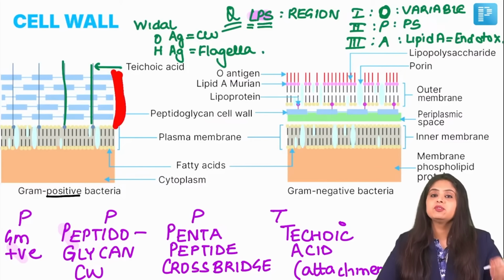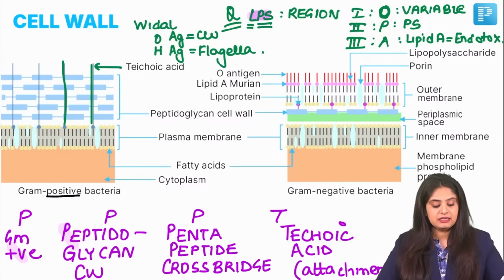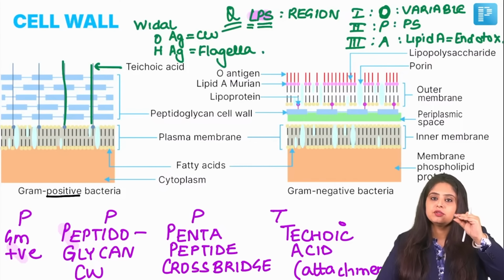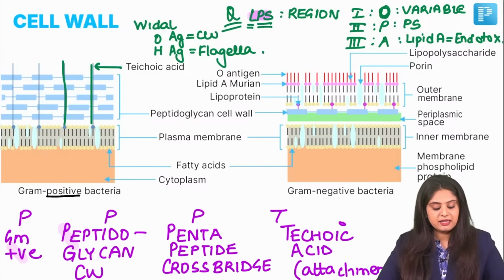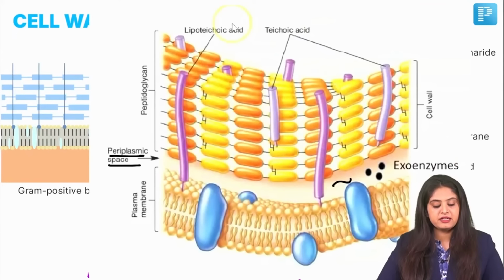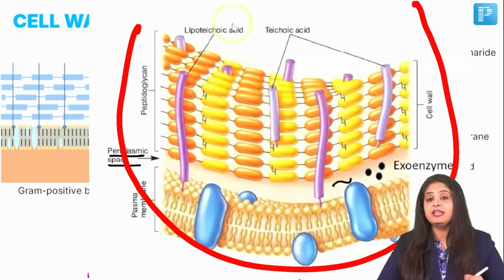Gram positive mein to there's a very thick peptidoglycan. Gram negative में that has been squeezed into a very tiny peptidoglycan. तो मैम बाकी का space किसने लिया? There must have been some space that is created if you look carefully. This is gram negative cell wall. I've just got you a very big picture.